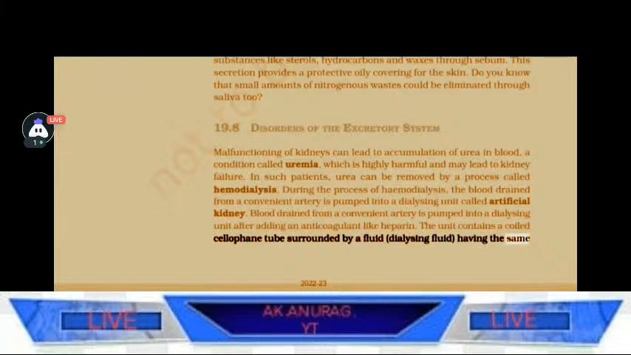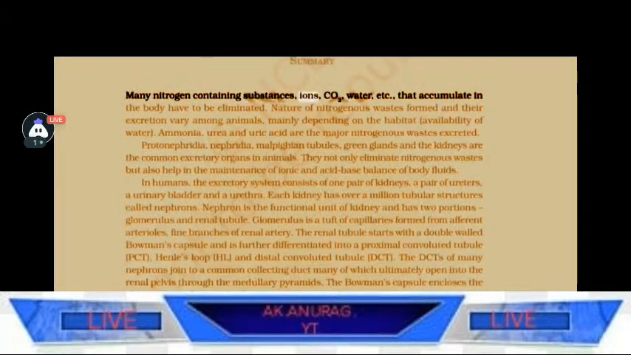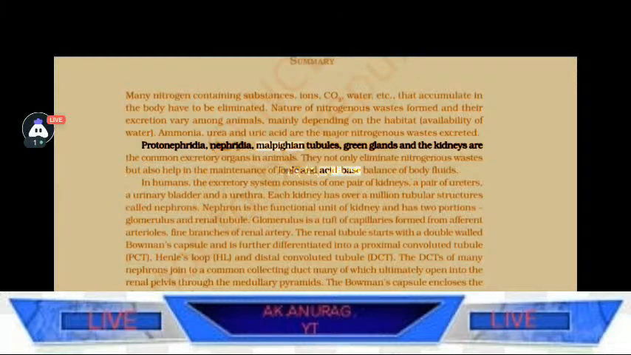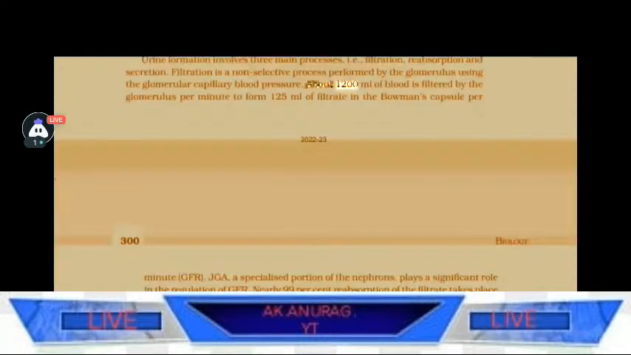Nitrogen containing substances, ion, and their excretion vary among animals. Protonephridia, nephridia, Malpighian tubules help in the balance of body fluids. A million tubular structures called nephrons. 1100 ml of blood is filtered by the glomerulus per minute to form 1 to 5 ml of filtrate in the Bowman's capsule per minute.